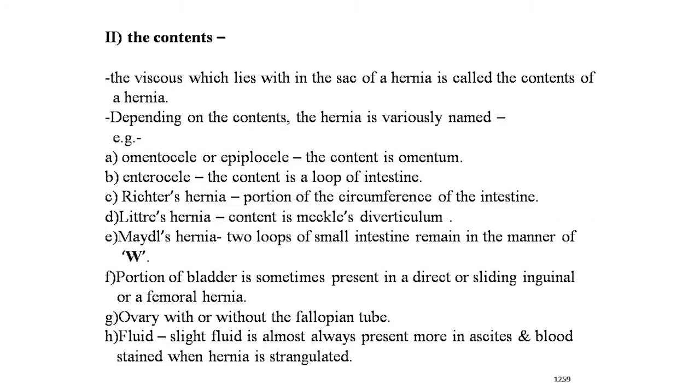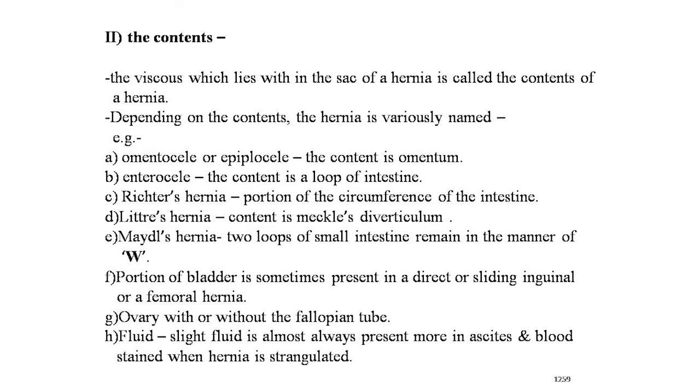Now the second point is the content of the sac. The viscus which lies within the sac of the hernia is called the content of the hernia. Depending on the contents, the hernia is variously named: omentocele or epiplocele, the content is omentum. Enterocele, the content is a loop of intestine. Richter's hernia, a portion of the circumference of the intestine. Littre's hernia, the content is Meckel's diverticulum. Maydl's hernia, two loops of the small intestine lying in the manner of a W shape, is called Maydl's hernia.